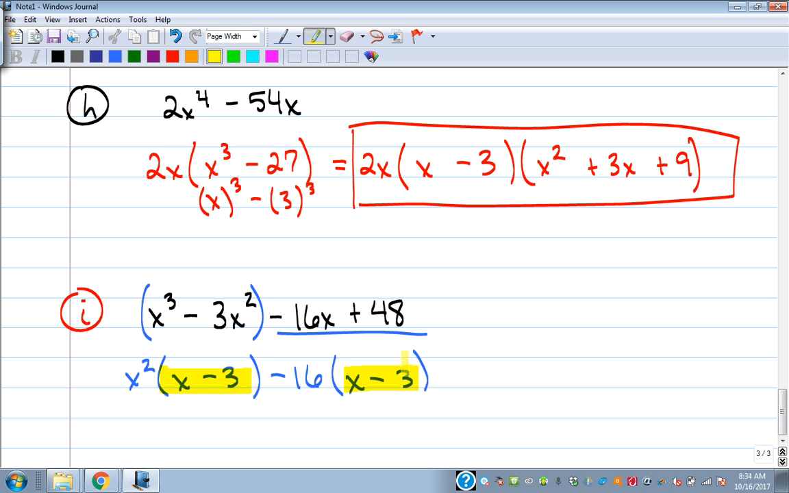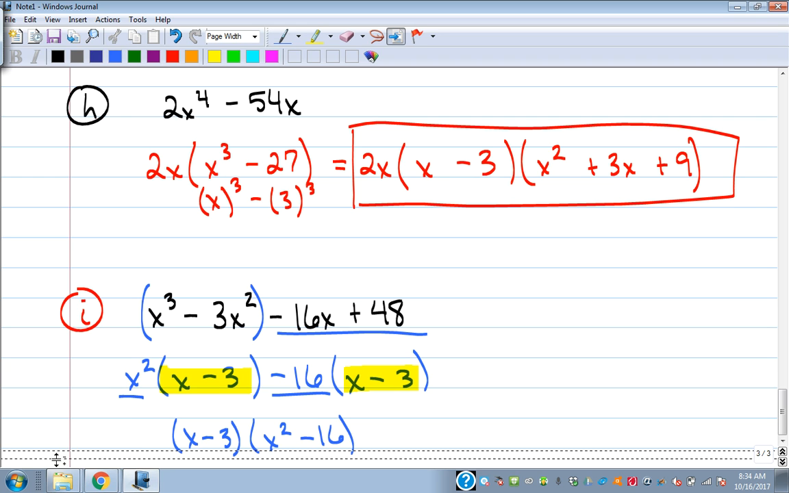When you're doing grouping, those parentheses have to match for it to work. Okay? If they don't match, something's not right. Either it won't factor or you maybe pulled out the wrong GCF of a group. Okay? So once you've done that, you've got the matching factors of x minus 3, and then the stuff that's in front, x squared minus 16. Will either of those factor further? It's asking for space, so it must.